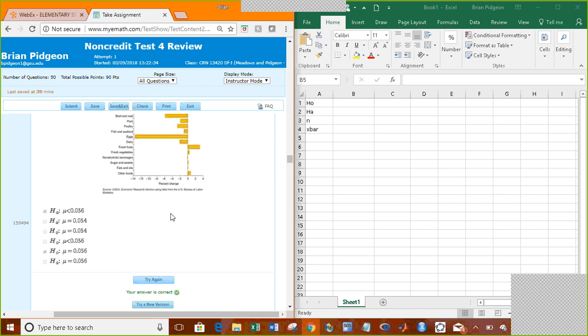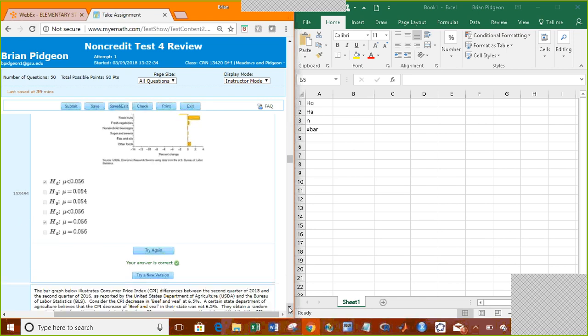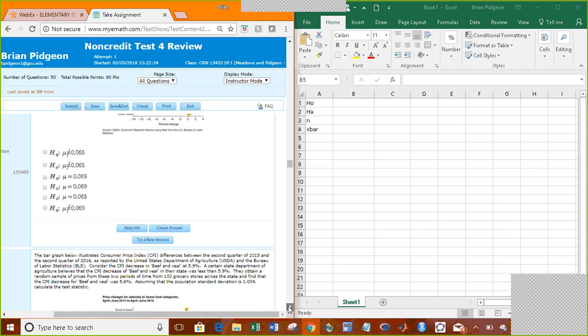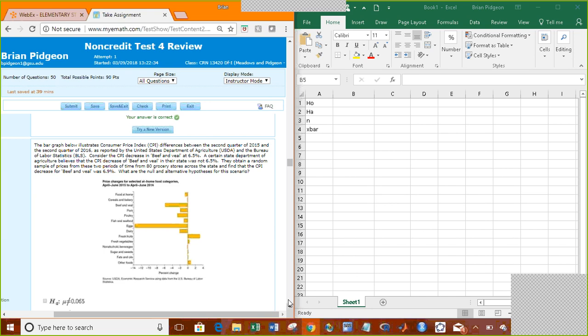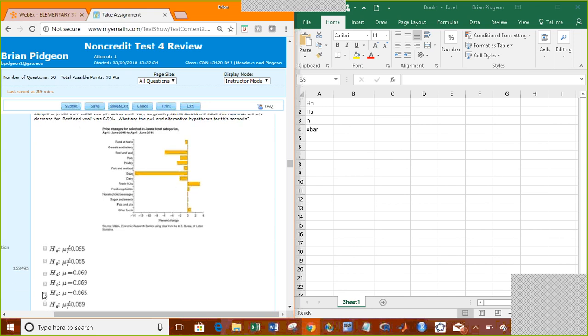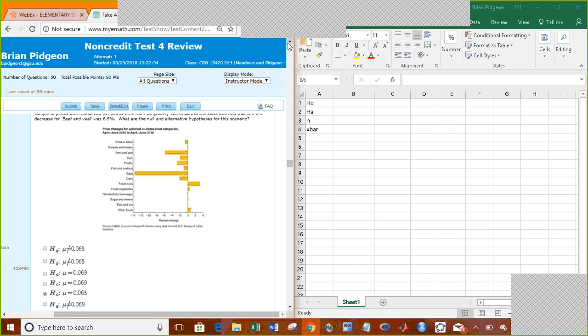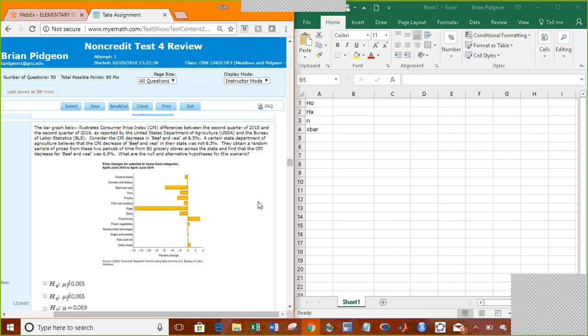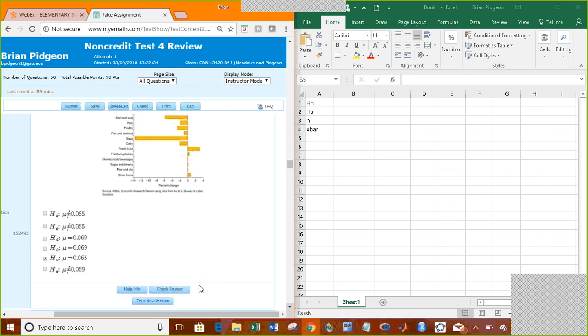And so hopefully you're getting used to the pattern now to see that the null hypothesis is always our equality, and that we're using less than, greater than, or not equal to in the alternative. What do I do with this one? It's basically the same thing, but consider the CPI decrease in beef is 6.5%, so our null hypothesis is that mu is equal to 0.065, and a researcher believes that it is not 6.5%. It doesn't matter the direction. We just think that it's not that value. So our null is 0.065, and our alternative is not equal to 0.065.